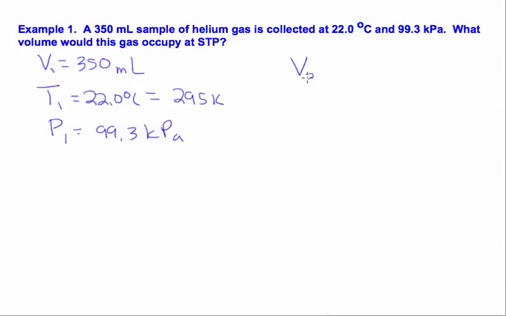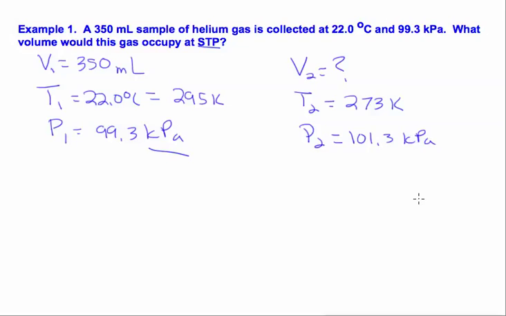You're asked to find this volume, and you're told standard temperature and pressure. So standard temperature in Kelvin is 273, and standard pressure, and you have several ones, but I need the one in kPa, is 101.3 kPa.